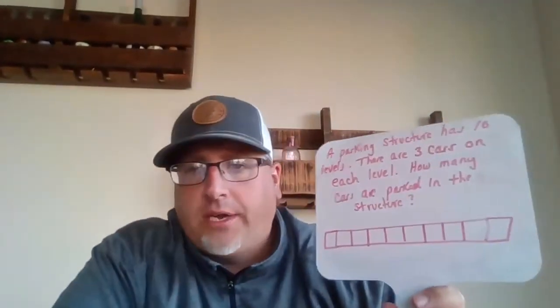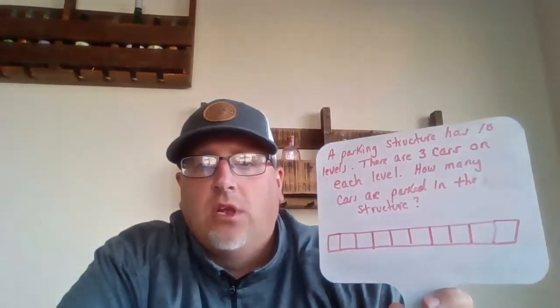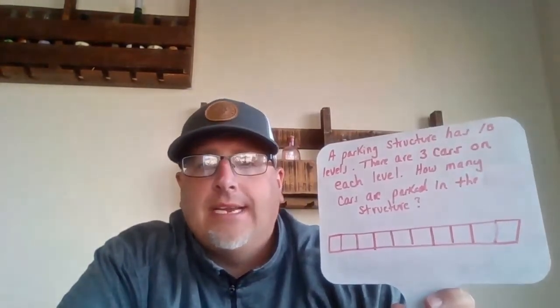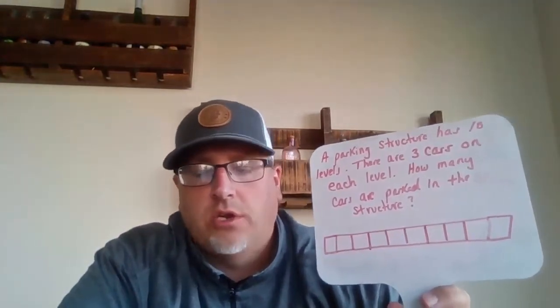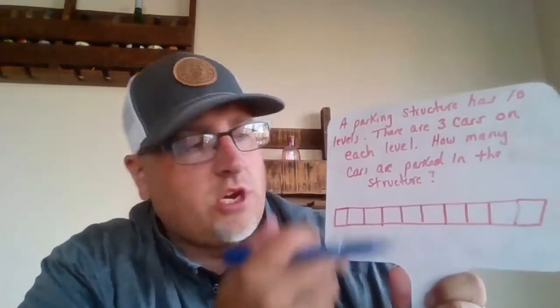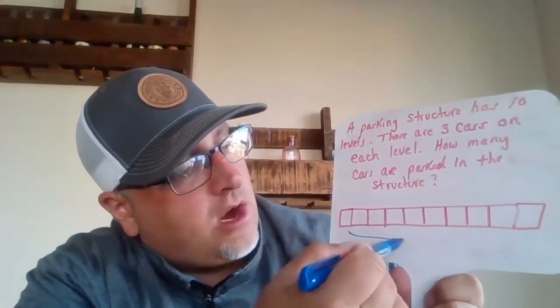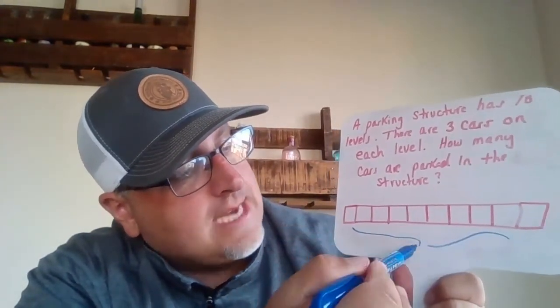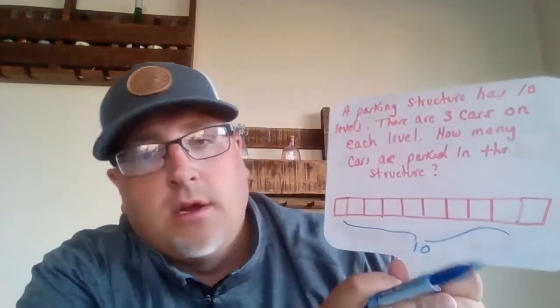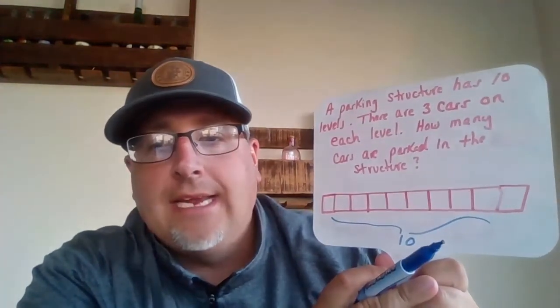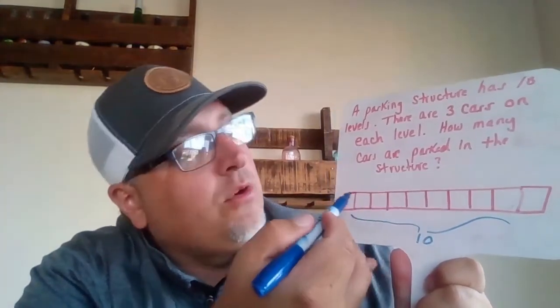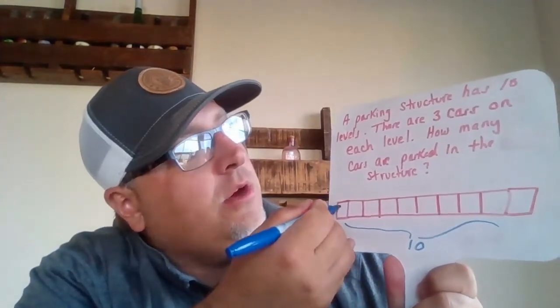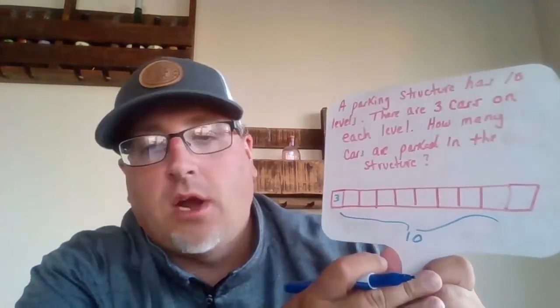It says, a parking structure has 10 levels. There are 3 cars on each level. How many cars are parked in the structure? Okay, so we know a parking structure has 10 levels. Here are those 10 levels right here. And we know that each level holds 3 cars. So there's our 3 cars right there.